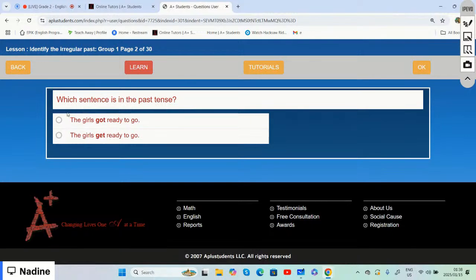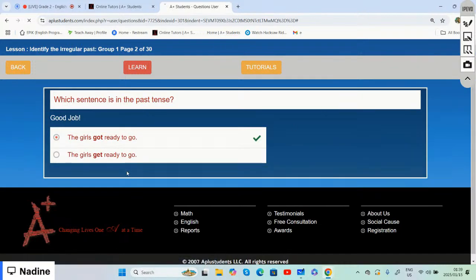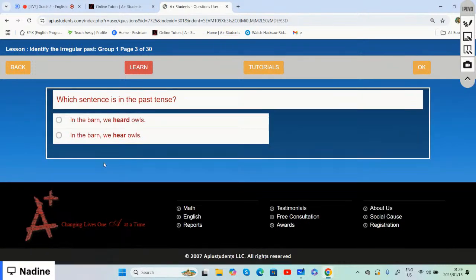Mandy found pennies on the ground. Yes, well done. So found is our past tense. Well done. And yet now says the girls got ready. And got is in the past tense because get is now got in the past. We need to identify the sentence that's in the past.